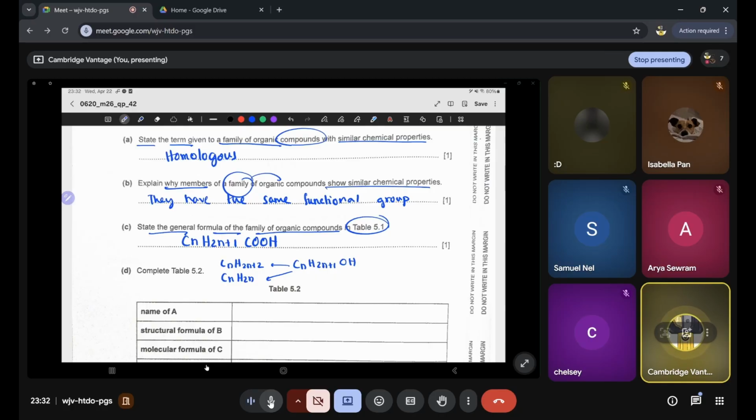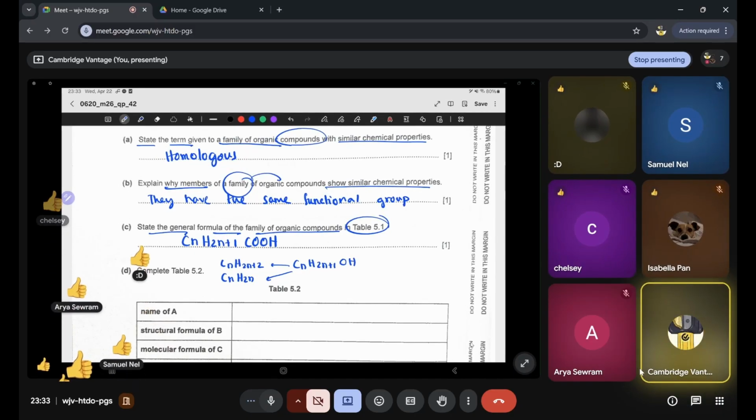Once you go to AS, you'll realize that general formula is something that doesn't really even exist because it's very rare for you to have compounds with only one functional group. So when there are multiple functional groups involved, the general formula completely breaks down. But for IGCSE, this is something that you are tested on. So are the general formulas clear for all students?